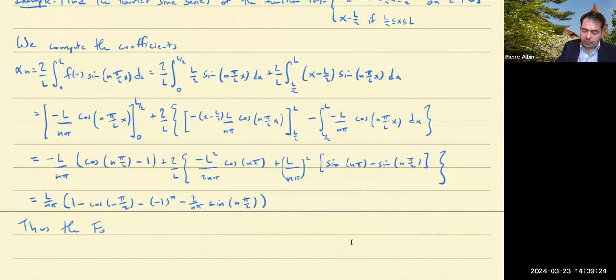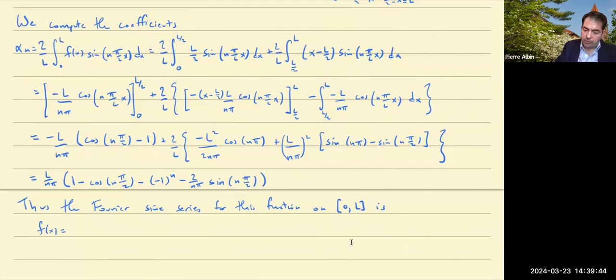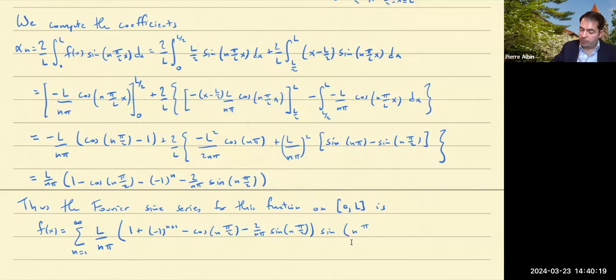And so thus the Fourier sine series for this function on 0, L is f of x equals the sum, n goes from 1 to infinity, of these coefficients: L over n pi times 1 plus minus 1 to the n plus 1, minus cosine n pi over 2, minus 2 over n pi sine of n pi over 2, times sine of n pi over L x.